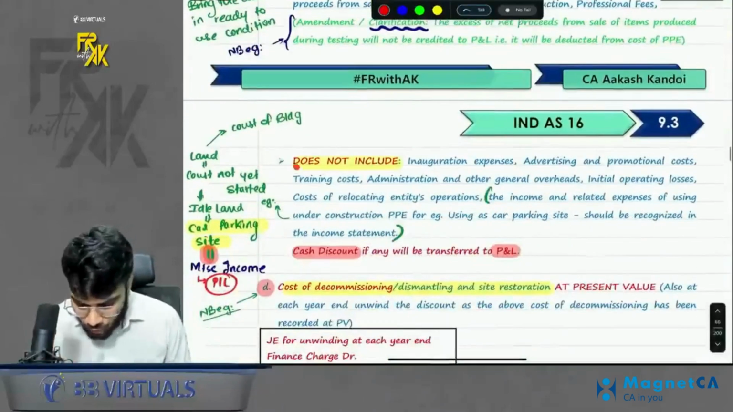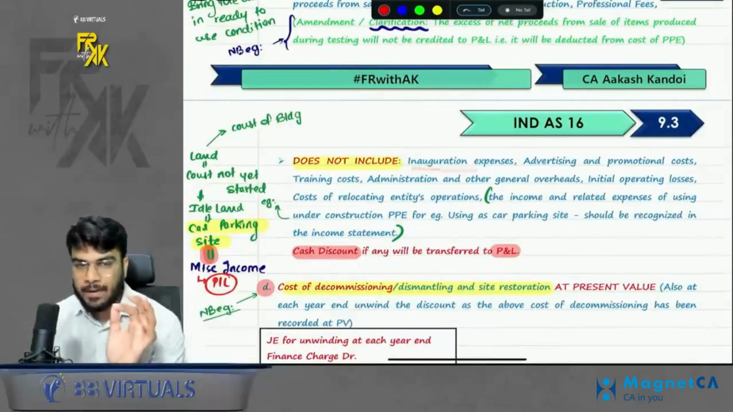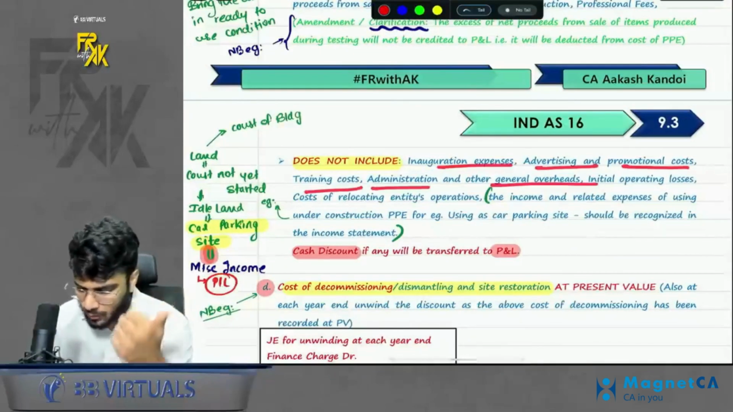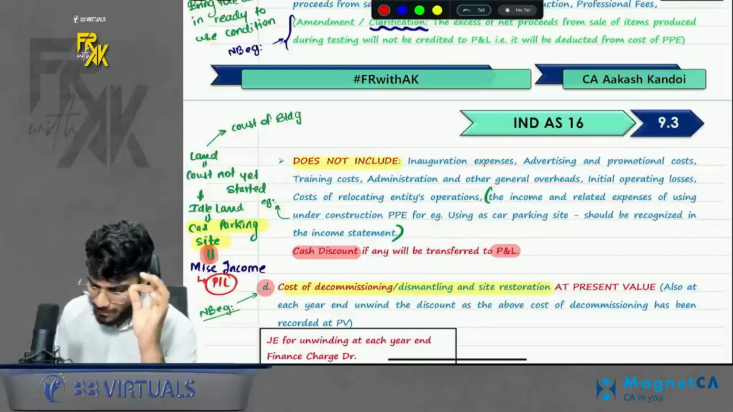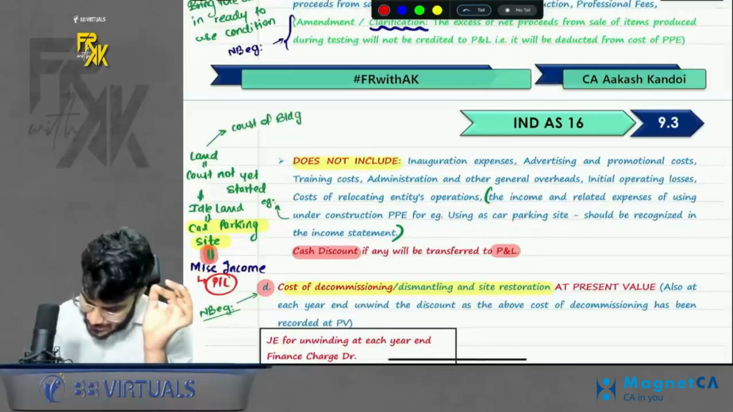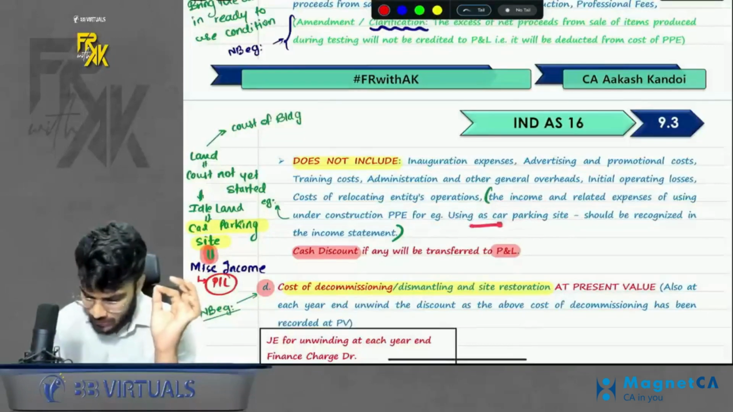Okay. Now, what all things are not going to be included? The following expenses will not be included: inauguration expense, advertising, promotional cost, training cost, admin cost, general overheads, initial operating losses, cost of relocation. Now, one important example is if you are using the idle asset as a car parking, such income from that part will also not form part of your cost. It will be transferred to profit and loss.